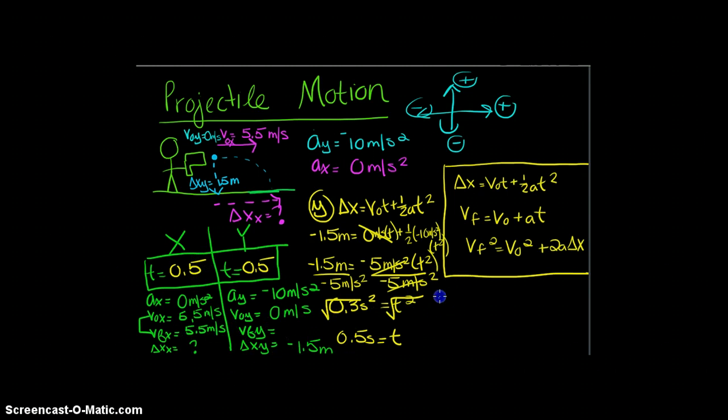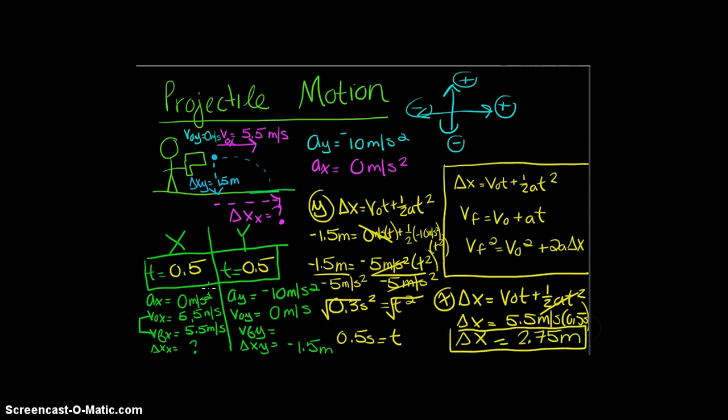So now that I have time, I actually have time on the x side as well. So in order to find delta x, I'm going to use the same equation, but for all of my x values. Because acceleration in the x is 0, that whole term goes away, and I can easily find delta x in the x by taking my 5.5 times 1/2 seconds, giving you 2.75 meters.